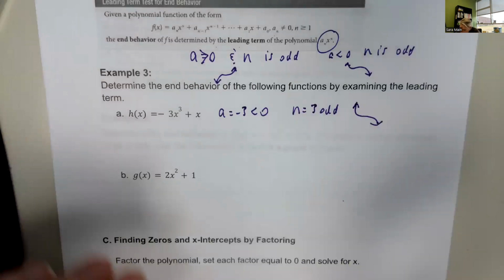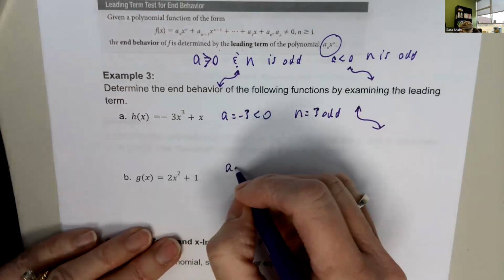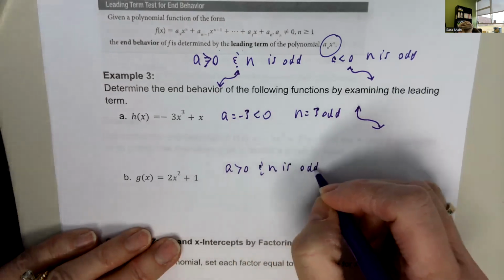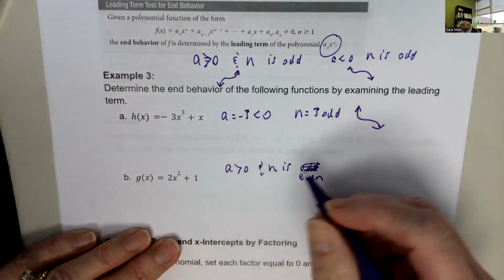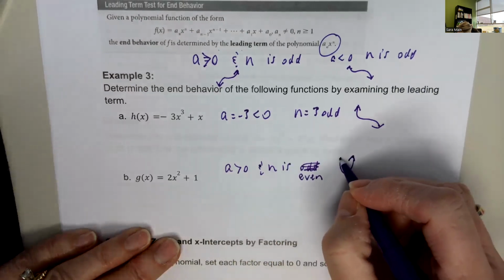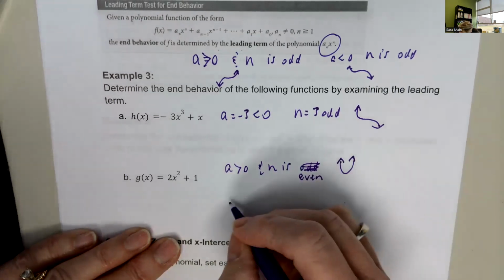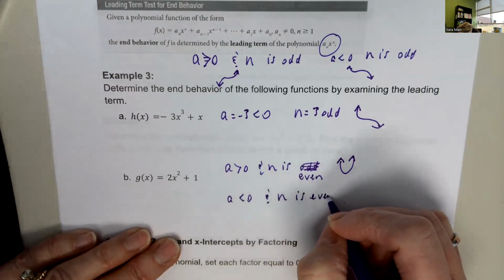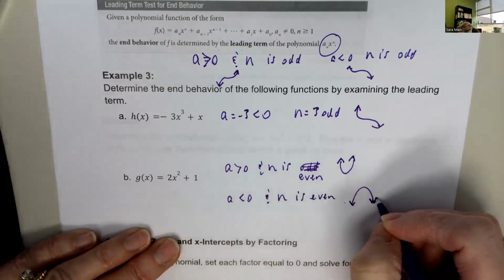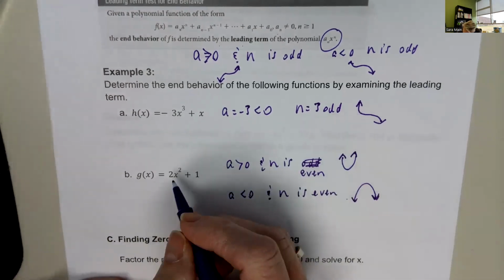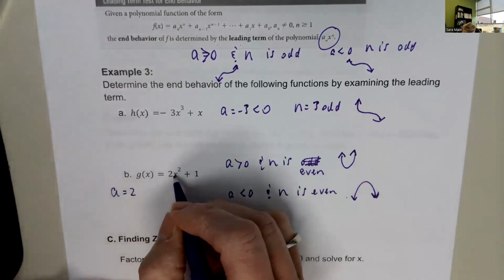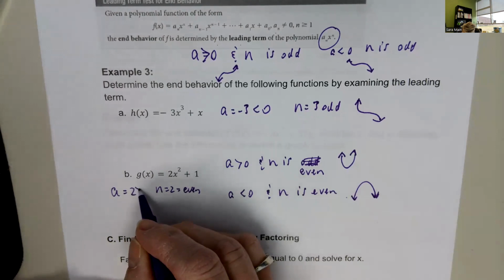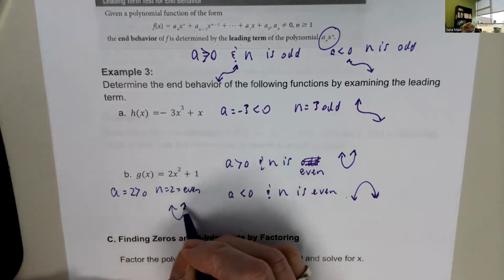Now, the other situation is when a is greater than 0 and n is even. We haven't looked at that one. When a is greater than 0 and n is even, then they're both going to be face up. And when a is less than 0 and n is even, then they're both going to be face down. And so that's this one here. A is equal to 2 and n is equal to 2, which is even. And a is positive, so they're both going to be face up.